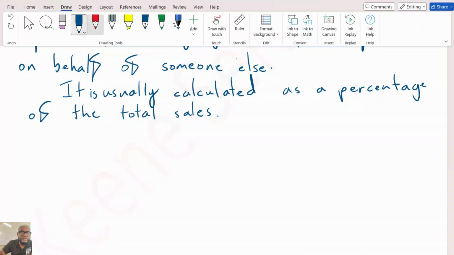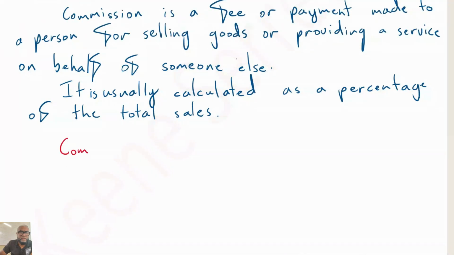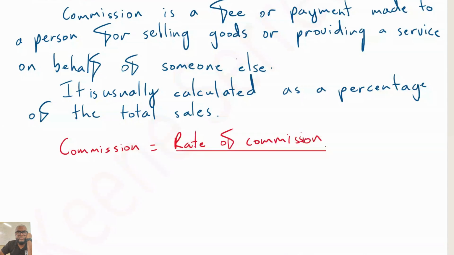Commission is equal to rate of commission over 100, multiplied by your sales.